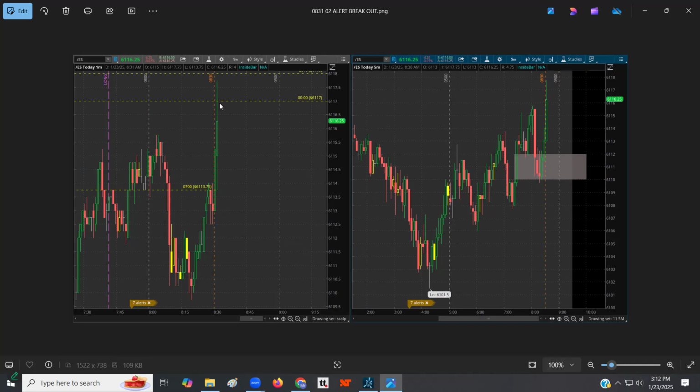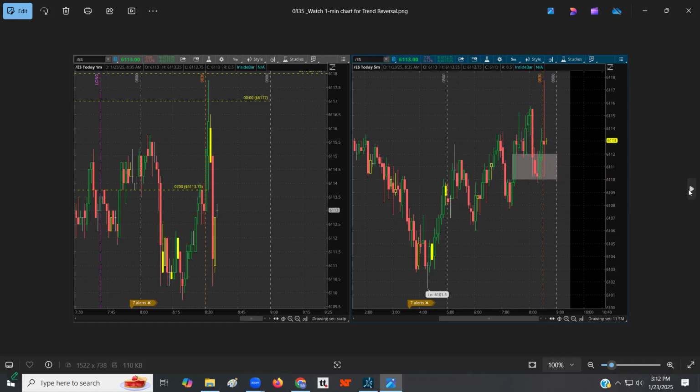0831. Another swing high tested up here. See that yellow line? Wow. Another one. Again, should have closed. I'm still in the position. 0835. So since we tested that swing high up here, pull back.